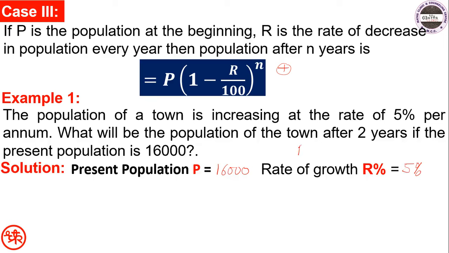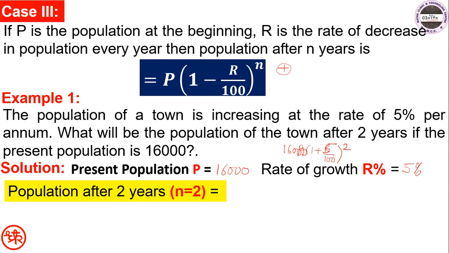So what is the formula? P into (1 plus R by 100) raised to the power n. Here n is 2, that is, 2 years, and R is 5 in the present case. That is very simple. P is 16,000. Is that clear? So look here. Population after n years is equal to P into (1 plus R by 100) raised to the power n. P is 16,000, R is 5 by 100, n is equal to 2.